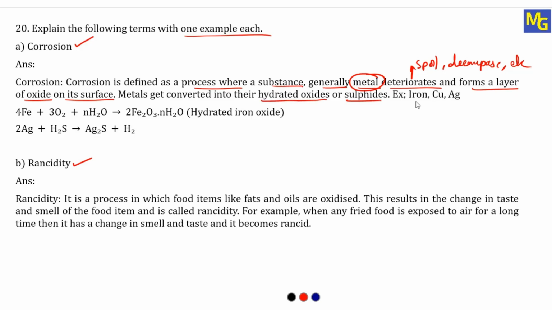Example, iron, copper, silver. So you may have seen iron, because iron is used for preparation of many articles like a table, or it may be a chair, or it may be a cupboard, or other articles. So maximum there will be a use of iron in our day-to-day life. If you see these iron articles, those all will be painted. They will be having paint on themselves. Why? Because iron is very reactive. It easily reacts with the moisture and oxygen.